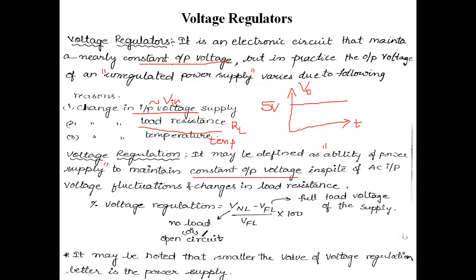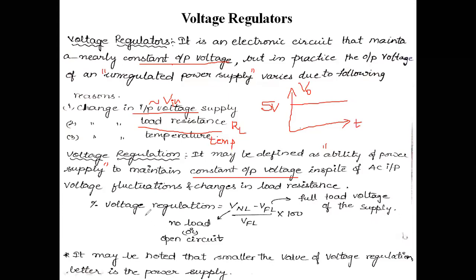V no load or open circuit, minus V full load, over V full load, into 100%. In regulation we have seen this formula. It may be noted that the smaller the value of voltage regulation, the better is the power supply.